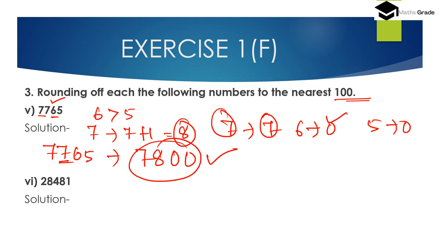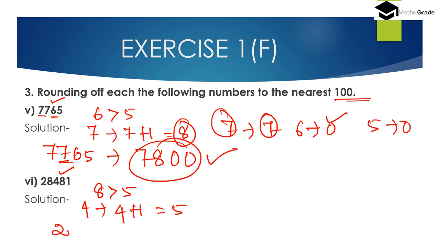Now 6th bit, 28481. When we round this number 28481 to the nearest 100, look at the tens place digit. Here the tens place digit is 8, which is more than 5. So we have to add 1 to the 100s place digit. Here the 100s place digit is 4. So 4 changes to 4 plus 1, and 4 plus 1 is 5.